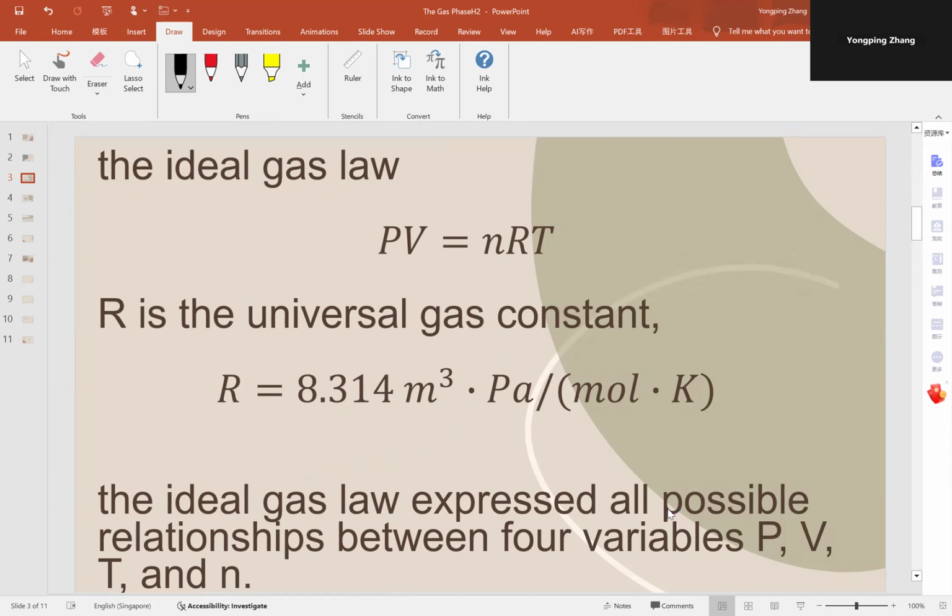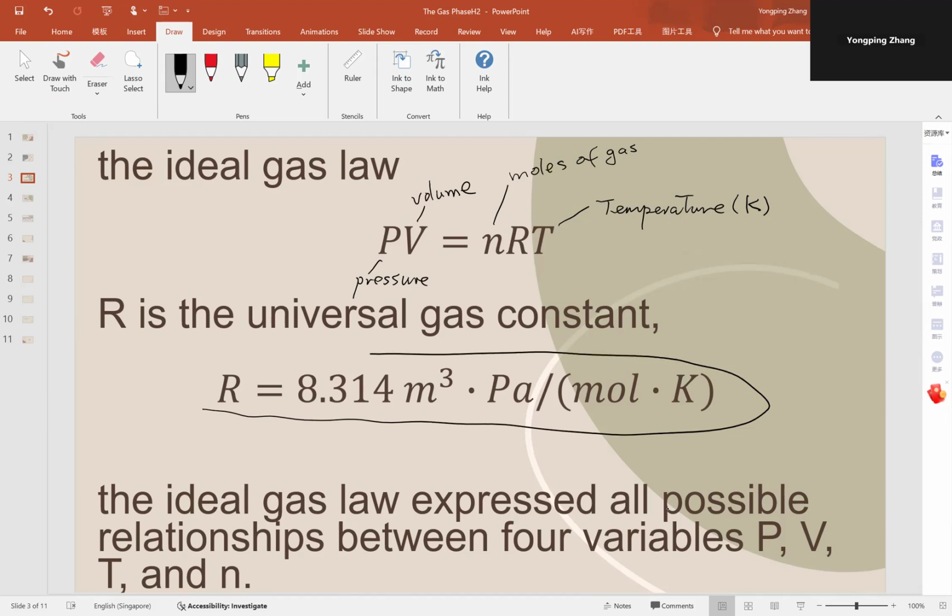And this is the ideal gas law: PV equals nRT. T is temperature in K, n is moles, P is pressure, V is volume, and R is the universal gas constant.